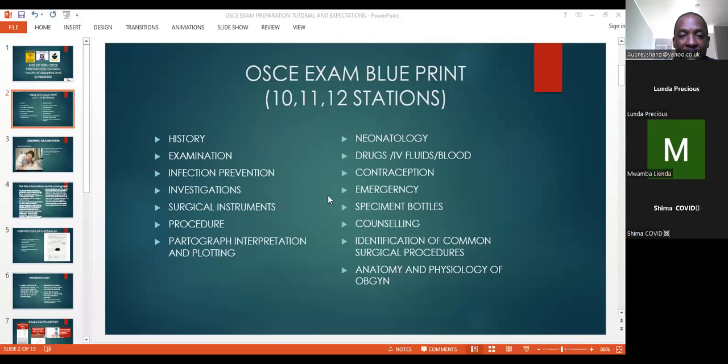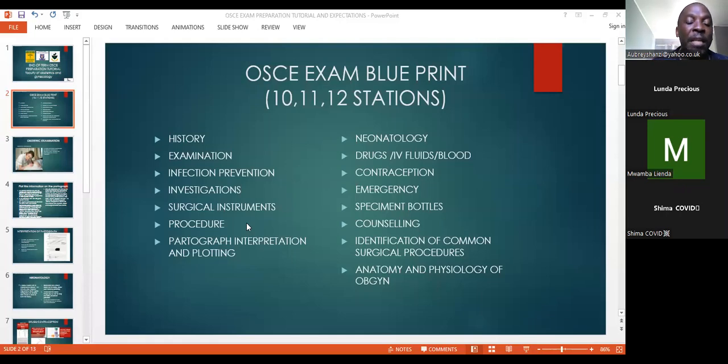Okay, so that's the blueprint there. History, examination, infection prevention, the common investigations, the special investigations. The special investigations would be something like a beta HCG, or a hysterosalpingogram, things like that. Of course, a full blood count is common and so on. Your surgical instruments, again, we have a tutorial already on the surgical instruments, and I made sure that I put all the surgical instruments there so that you don't have any surprises.